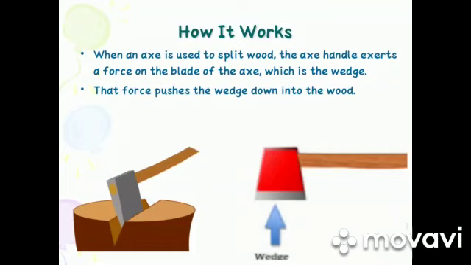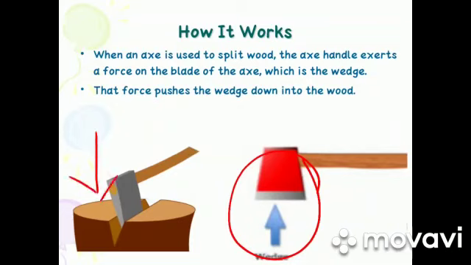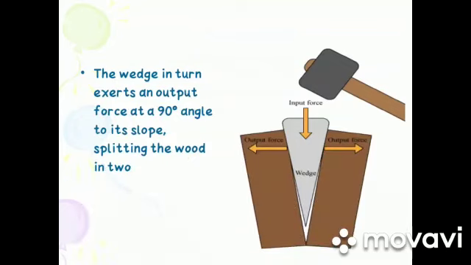When an axe is used to split wood, the axe handle exerts a force on the blade of the axe, which is a wedge. That force pushes the wedge down into the wood. The wedge in turn exerts an output force at a 90-degree angle to its slope, splitting the wood into two parts.